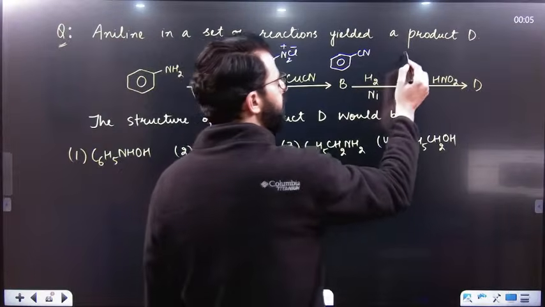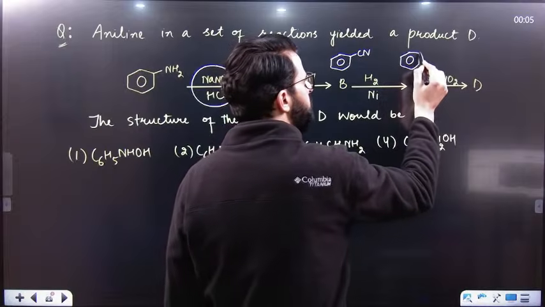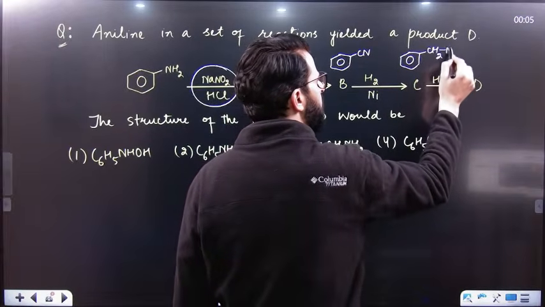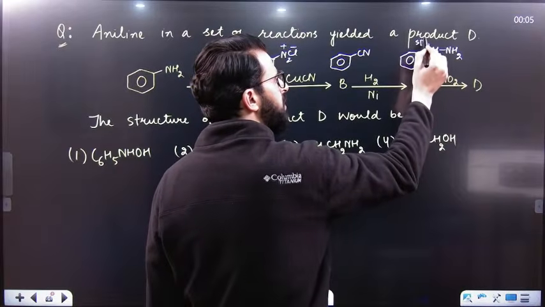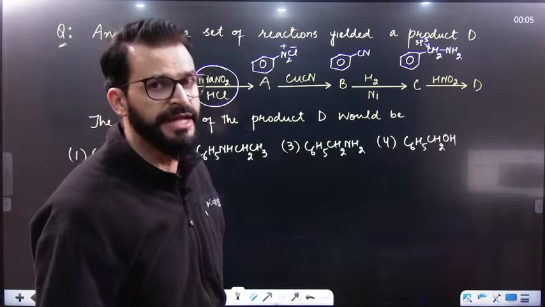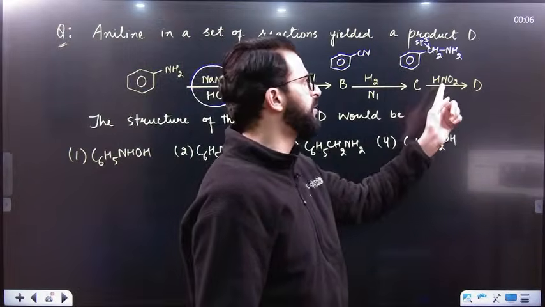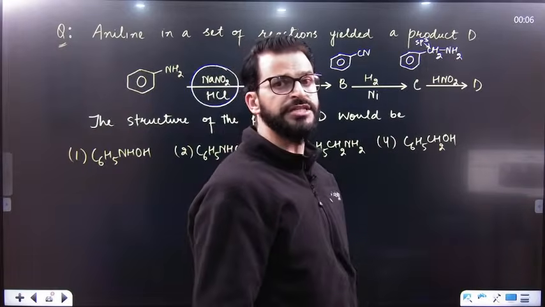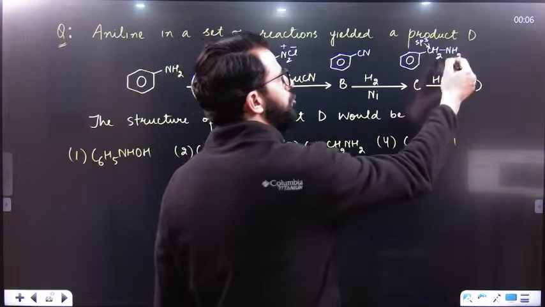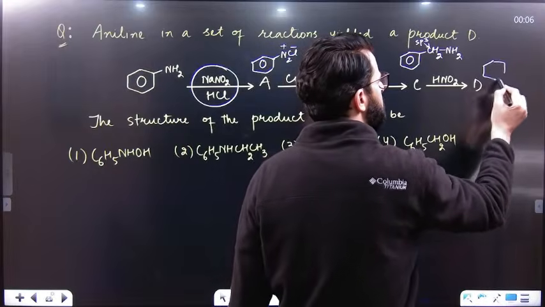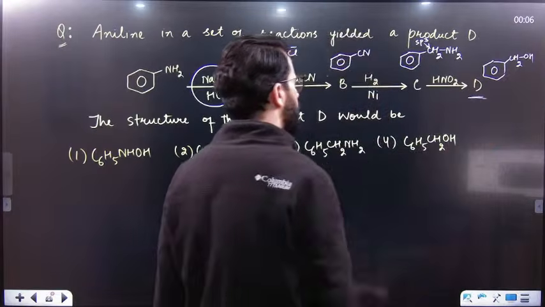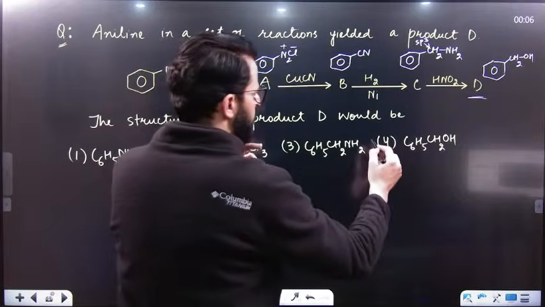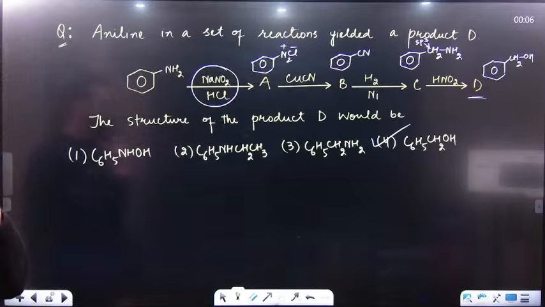So its reduction will simply result in the formation of CH2NH2. That means primary amine. After that, have a look. Nitrogen is attached to sp3 hybridized carbon. When NH2 is attached to sp3 hybridized carbon, a primary amine, on treatment with nitrous acid, simply removes this NH2 and attaches OH there. That means it results in the formation of C6H5CH2OH. So we have to say what is the product D. Product D is C6H5CH2OH. So this is a simple question asked in competitive examination.